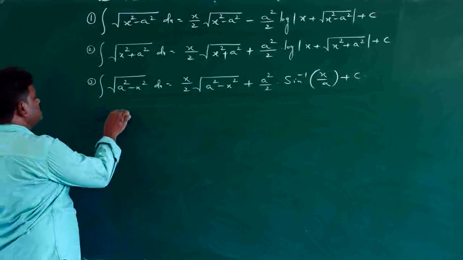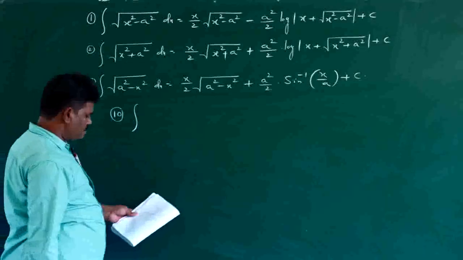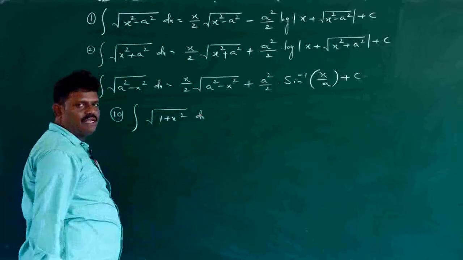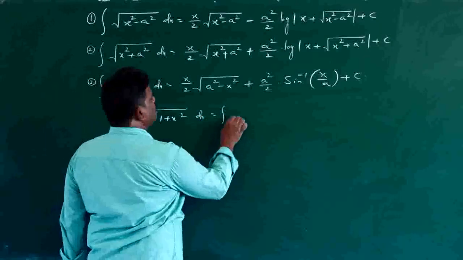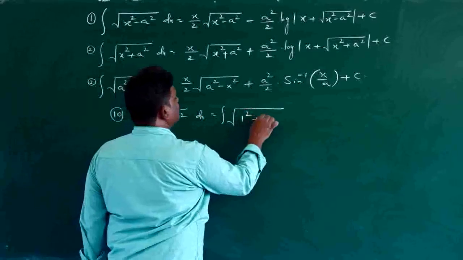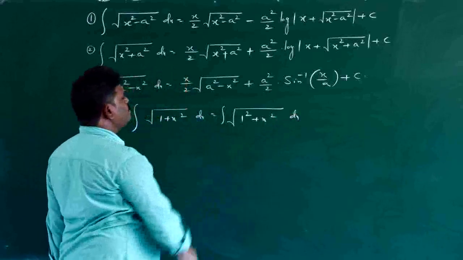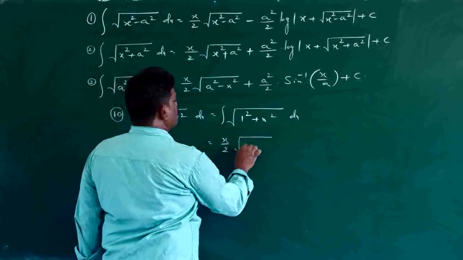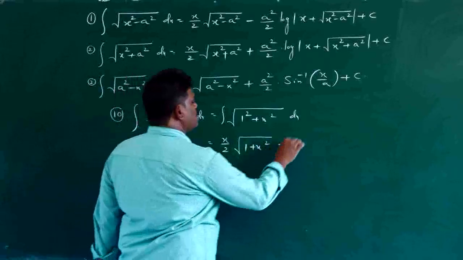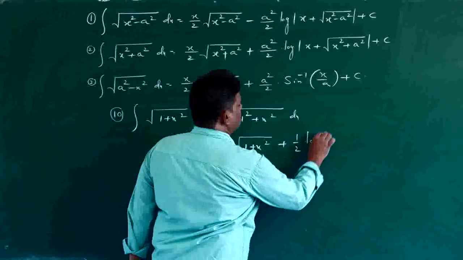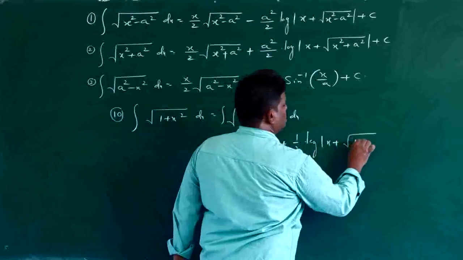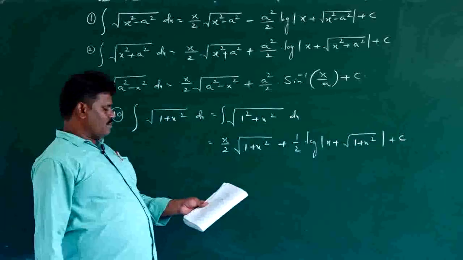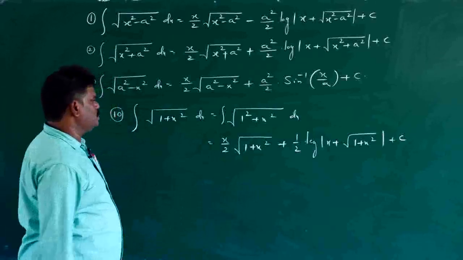So the 10th one, Sima, is an objective bit: integral of square root of 1 + x² dx. How to solve this? That is equal to integral of square root of 1² + x² dx. Second formula, the x² + a² formula. Then what do we get here? x/2 square root of 1 + x² plus a²/2 into log of x + square root of 1 + x² plus c. So x/2 square root of 1 + x², 1/2 log of x plus, option A, this one.